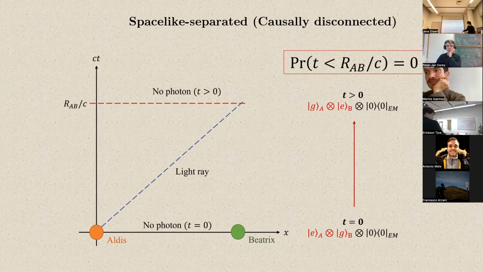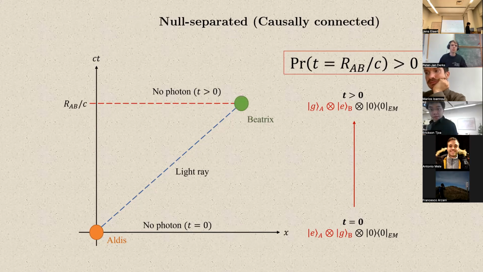The picture they had back then in the 1930s was the following: you have two observers, which I renamed Aldis and Beatrix, from a game that I played on my computer. If they are space-like separated, and you prepare A in the excited state and B in the ground state, with no photons anywhere, so electromagnetic vacuum, you ask what is the probability of the excitation being swapped into the other atom? Causality means that if they are space-like separated, before the light crossing time the probability should be 0. Of course, since the electromagnetic field is a massless field, when they are causally connected, the probability can be non-zero afterwards. So that was the original formulation of the problem.